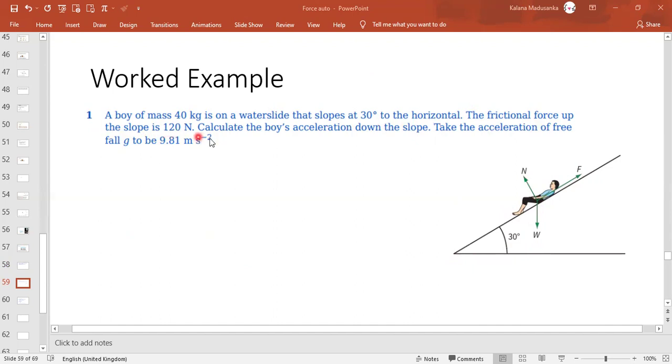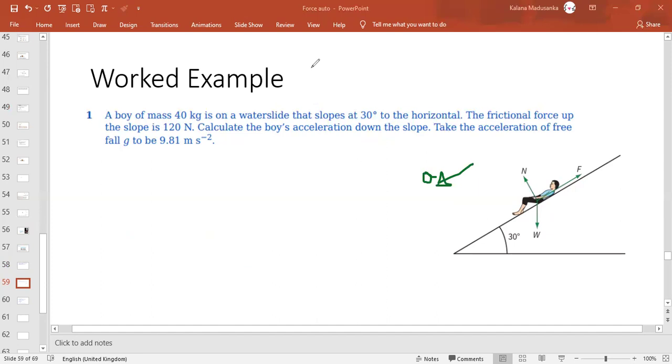Calculate the boy's acceleration down the slope, which means in the direction of the slide, what is the acceleration? To this side, what is the a value? The second thing we know is that if there is acceleration, there should be a net force, right?